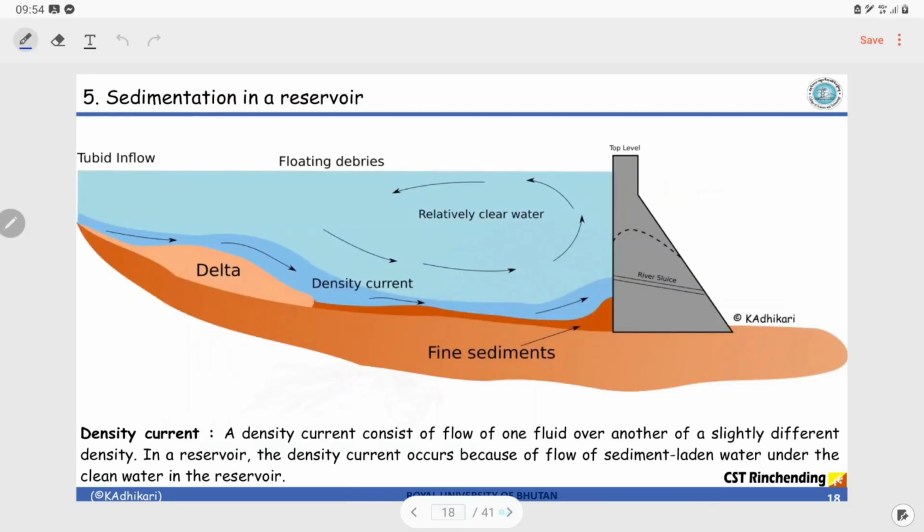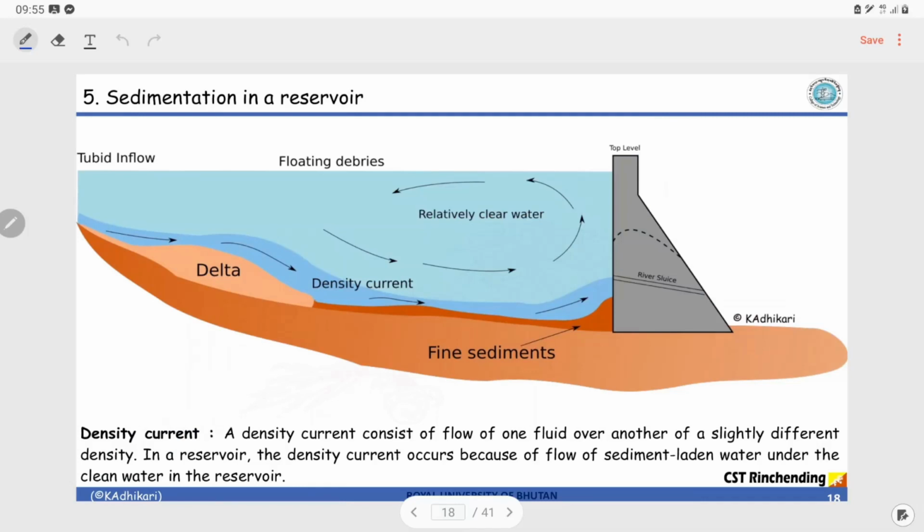Let's move ahead, and now we're going to start with the new topic, that is sedimentation in a reservoir. As I've explained in previous classes, sedimentation means the amount of sediments, the soil particles, the small rock particles that a river carries along with it.